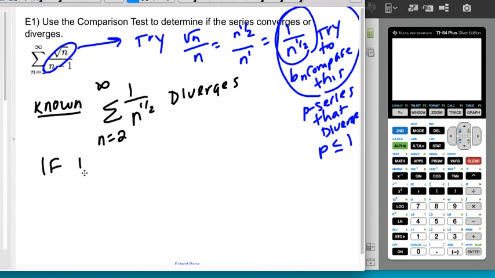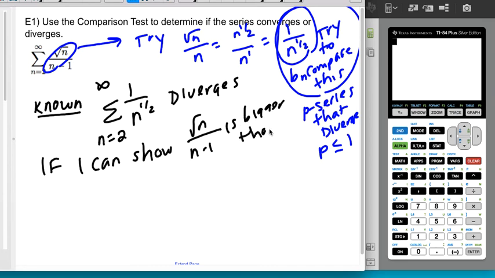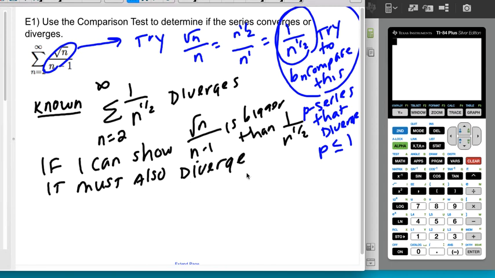if I can show that this thing is bigger than this thing, it must also diverge, because bigger than divergent must also be divergent. If you're bigger than something that's infinitely large, you must also be infinitely large. And so I'm trying to show it's bigger. So let's see if I can show that.